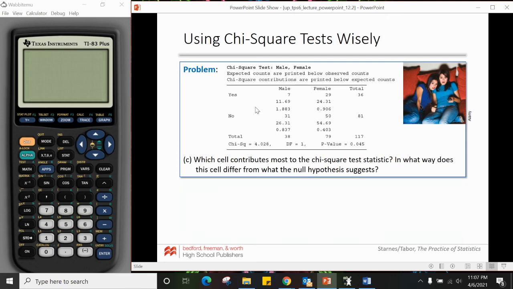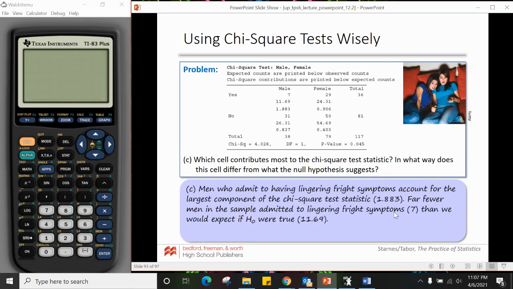So the question is which one of these contributes the most? Well, it would be the largest number, which is 1.883. So men who have lingering fright symptoms account for the largest component of the chi-square test statistic. Far fewer men in the sample admit to lingering fright symptoms than we would expect if H naught were true.